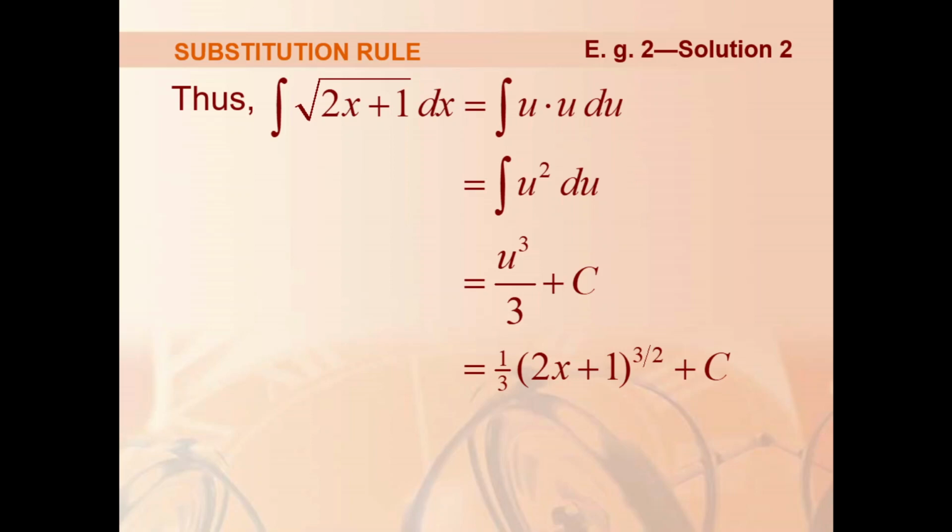So let's go back to where we were. The result is 1 over 3, (2 plus 1) to the power 3 over 2, plus c.